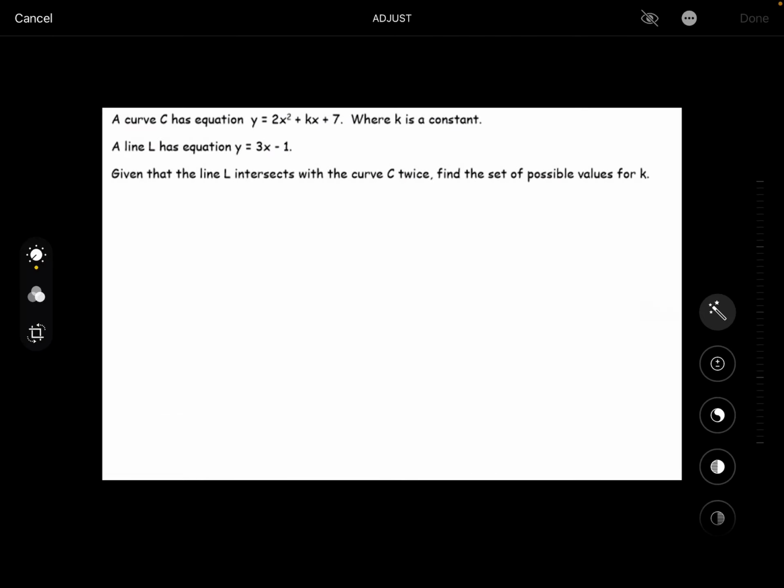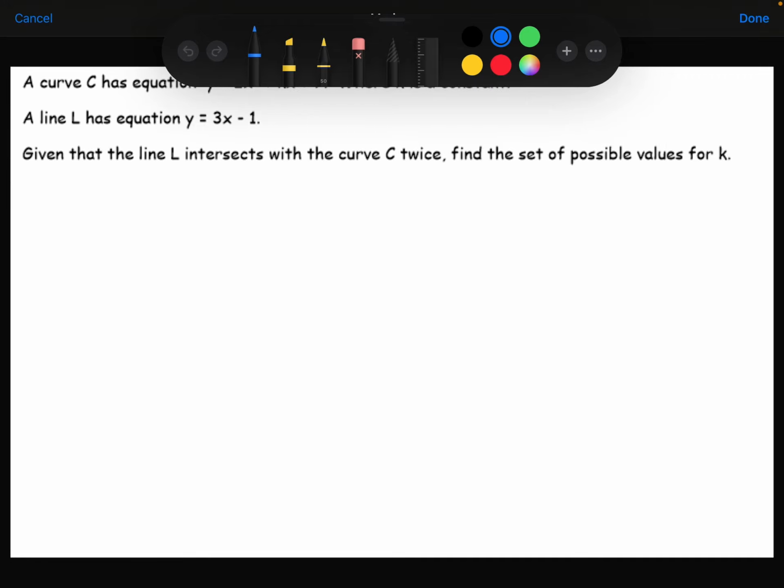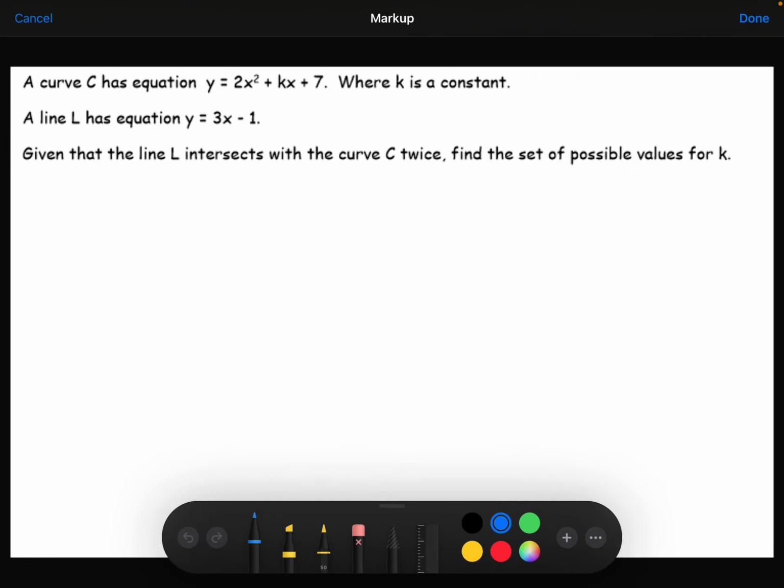Right, last example, and a slightly trickier one. We are told that the curve C has the equation y equals 2x squared plus kx plus 7, where k is a constant. And we're told that a line L has the equation y equals 3x minus 1. Given that the line L intersects the curve C twice, find the set of possible values for k.